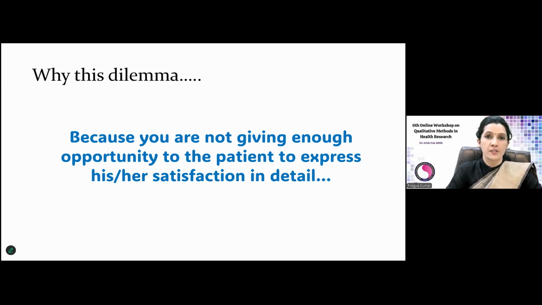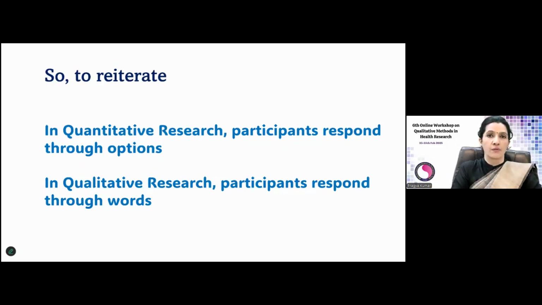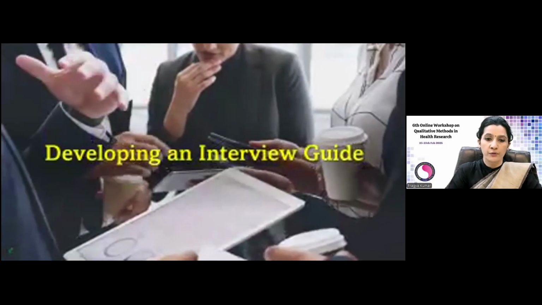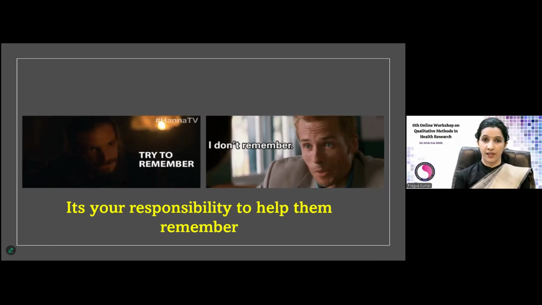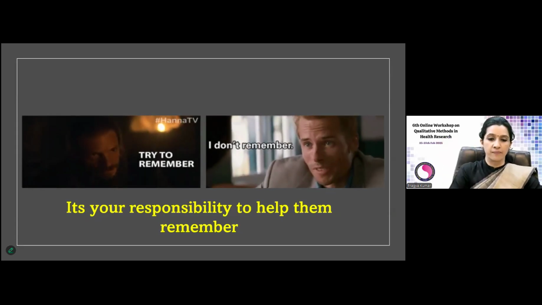So in quantitative research, participants generally respond through options, whereas in qualitative research, participants respond through words. Now, coming to the development of an interview guide: whenever you develop your interview guide, the first thing is that, as an interviewer, you have to be very patient with them. It is your responsibility to help them remember, because we have discussed that if you ask how and why questions, it takes some cognitive load, meaning they cannot answer directly.